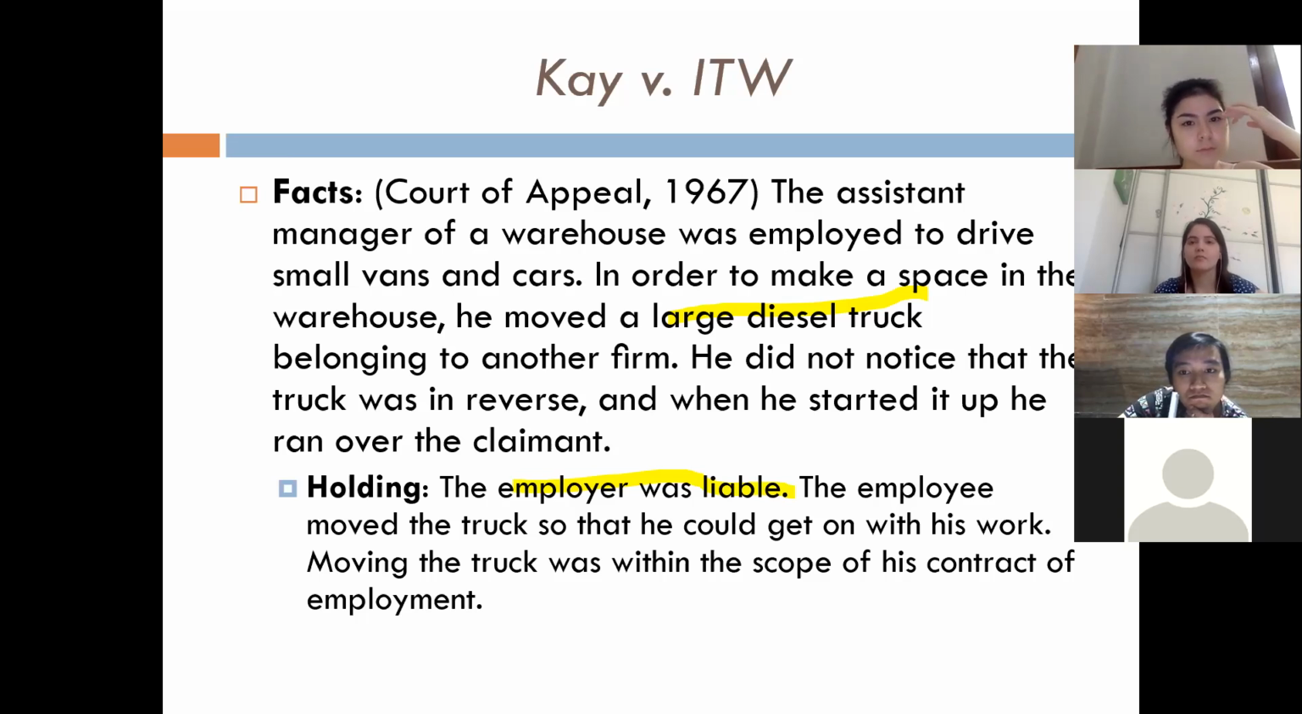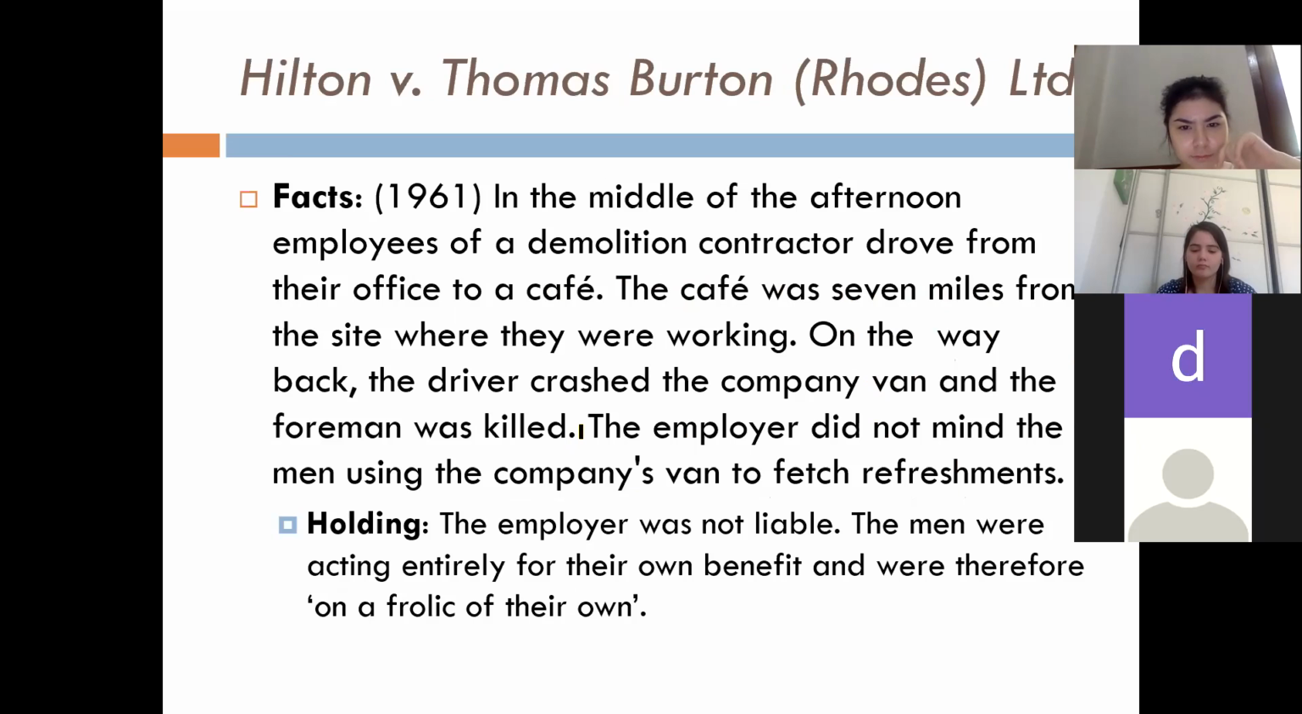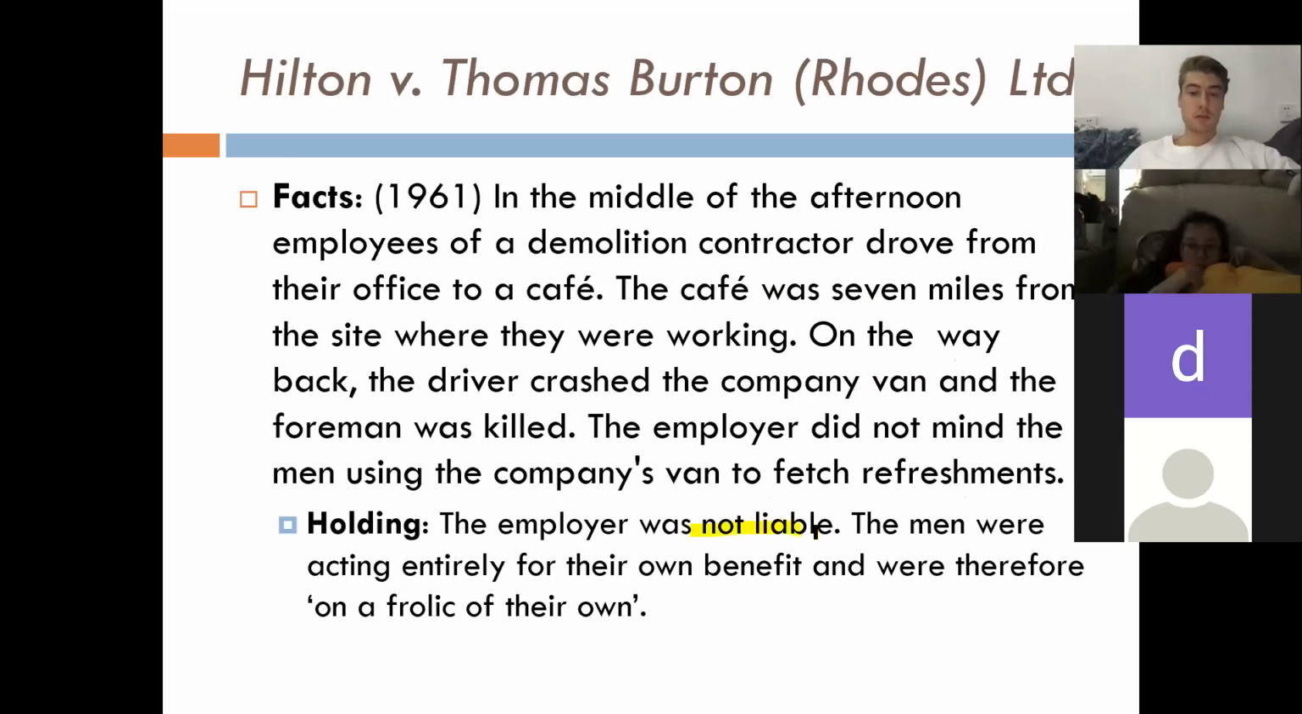As I said, with the example with Jody and the pizza, that would be an example like this, where in the middle of the afternoon, some employees drove from their office to a cafe. The cafe was 7 miles from where they were working. And on the way back, they crashed the company van and they killed someone. And the employer was not liable because the men were on a frolic of their own. They were acting entirely for their own benefit. They had no reason that they had to go to this cafe. They chose to.